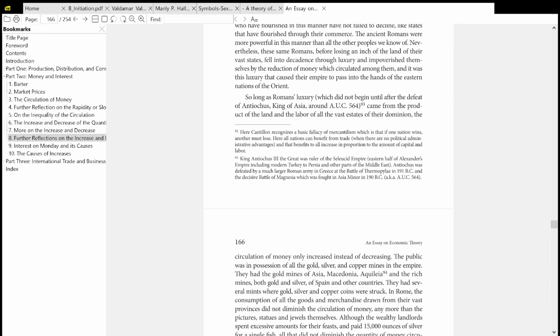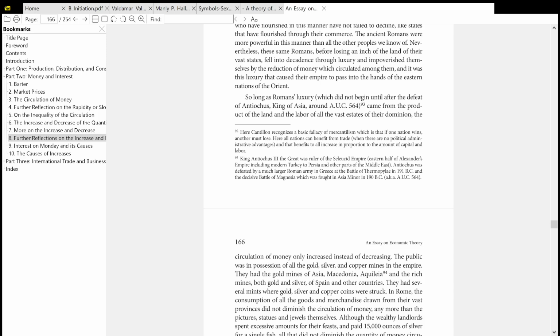They had the gold mines of Asia, Macedonia, Aquileia, and the rich mines, both gold and silver, of Spain and other countries. They had several mints where gold, silver, and copper coins were struck in Rome, and the consumption of all goods and merchandise drawn from their vast provinces did not diminish the circulation of money any more than the pictures or statues or jewels themselves.